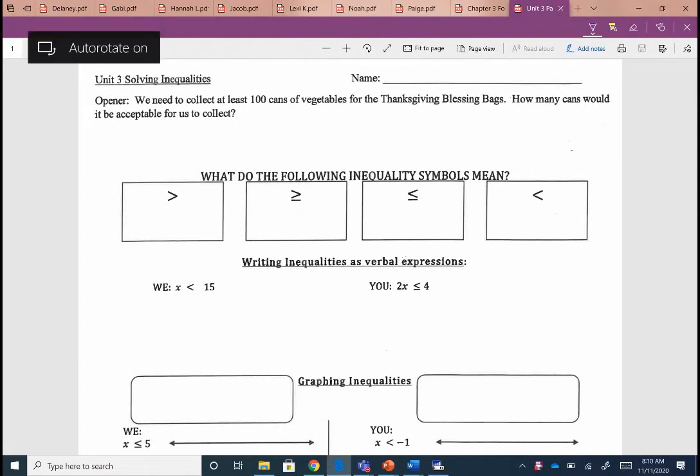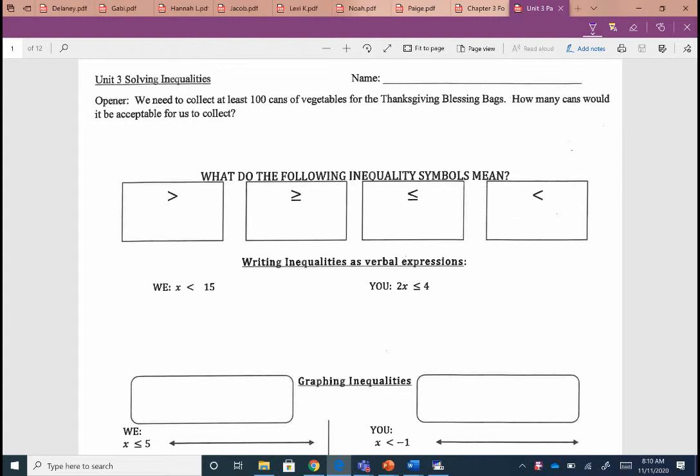All right, so we need to collect at least 100 cans of vegetables for the Thanksgiving blessing bags that they've been talking about collecting food for during your Bobcat time. How many do we need? At least 100 cans of vegetables. So how many cans would it be acceptable for us to collect? Write something down on your paper.